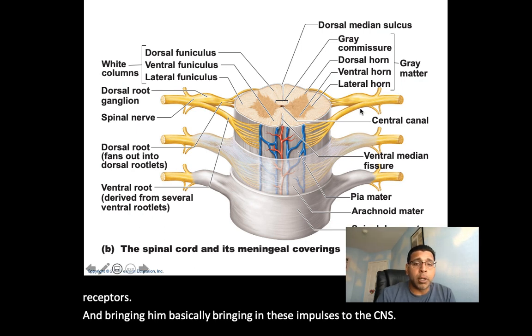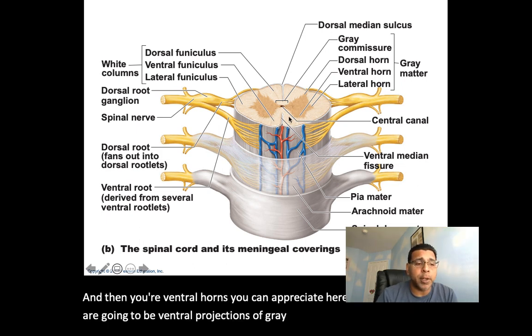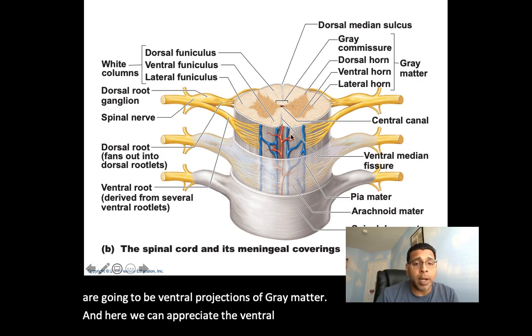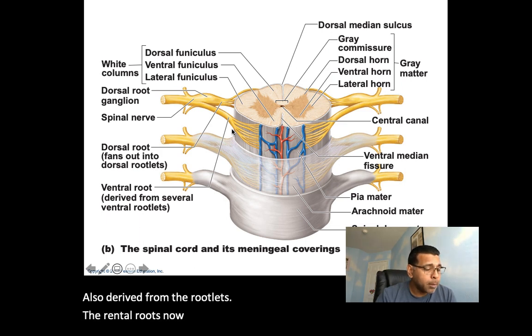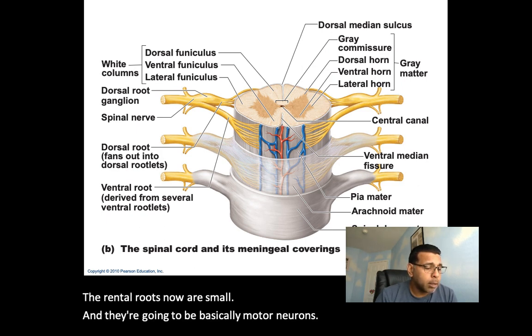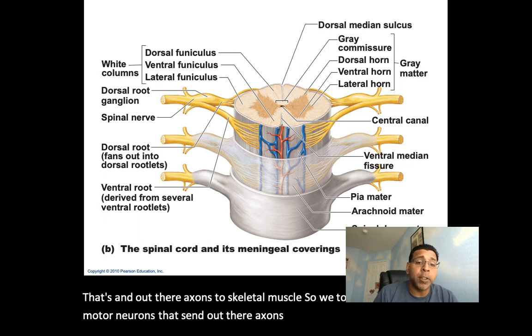And then your ventral horns you can appreciate here. The ventral horns are going to be ventral projections of gray matter. And here we can appreciate the ventral roots, also derived from the rootlets. The ventral roots are motor neurons that send out their axons to skeletal muscle via these rootlets.